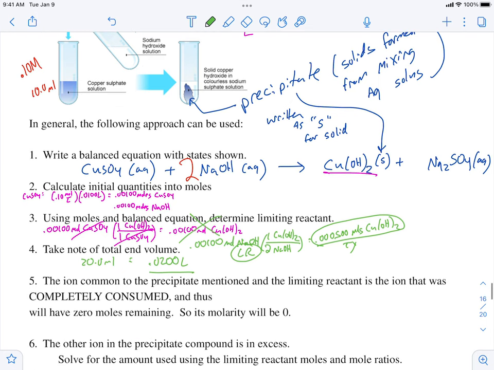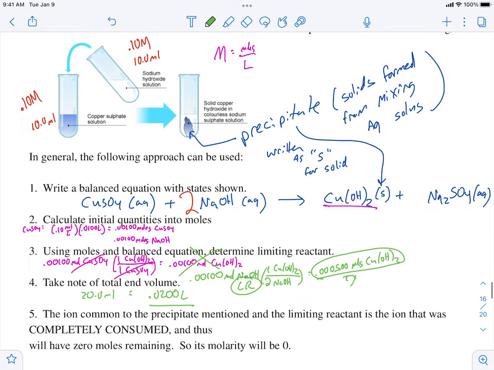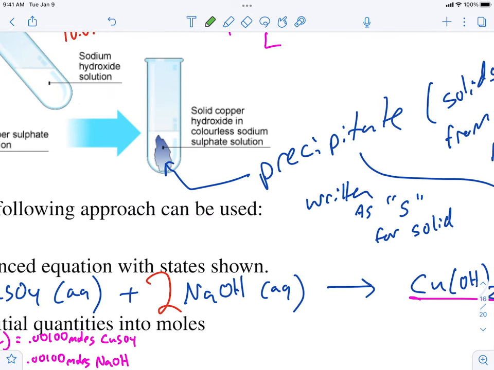So that means what's in solution in this test tube right here. The solid here was our Cu(OH)2, right? But in this test tube, there are still ions present. The other product was sodium sulfate, right? So that means there's sodium sulfate aqueous. So let's just say sodium ions and SO4 2- ions, both present and floating around. They were not part of the product, so they're still there.